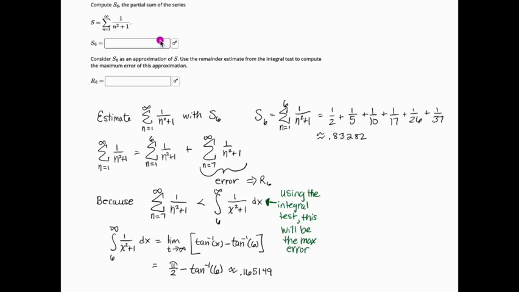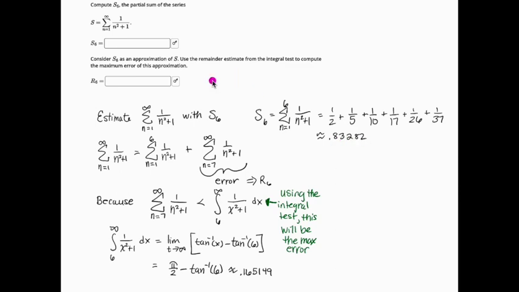So in this example, we have two parts. The first part is to find the partial sum S6. So to find S6, we're just going to add up the terms of this sequence from n equals 1 to n equals 6. And I have that listed here. And when we add that up, we get approximately 0.83282.